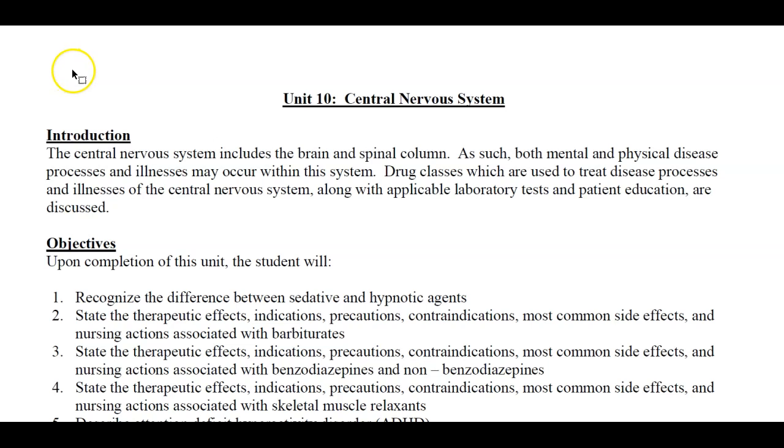Unit 10, Central Nervous System. The central nervous system includes the brain and spinal column. As such, both mental and physical disease processes and illnesses may occur within the system. Drug classes which are used to treat disease processes and illnesses of the central nervous system, along with applicable laboratory tests and patient education, are discussed.